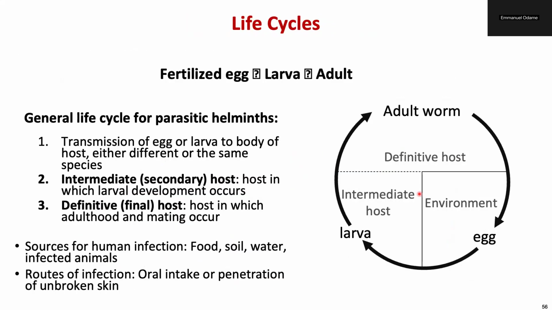So now let's talk about the life cycle. The life cycle begins from having a fertilized egg to a larva and then to an adult. As simple as that. You have an adult, it produces an egg, the egg turns into a larva, and the larva then turns into an adult. Their sources for human infection include food, water, and infectious animals. You should know that their definitive host is humans, and within humans, that's where most of the time their mating occurs.